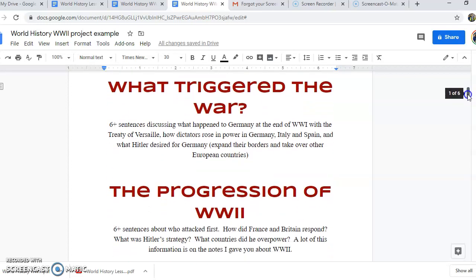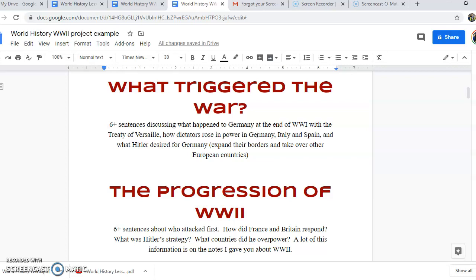One of your paragraphs is about what triggered the war, and on your paper it will ask you the questions that you need to include. You need to talk about what happened to Germany at the end of World War I with the Treaty of Versailles, how Germany was held accountable for the war and heavy sanctions were placed against it, how dictators rose in power in different countries in Europe, such as Germany, Italy, and Spain. Remember, Japan already had a dictator.